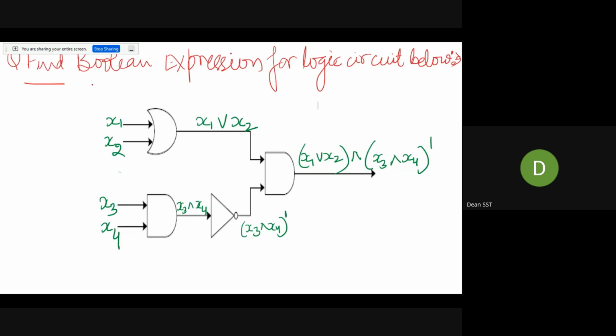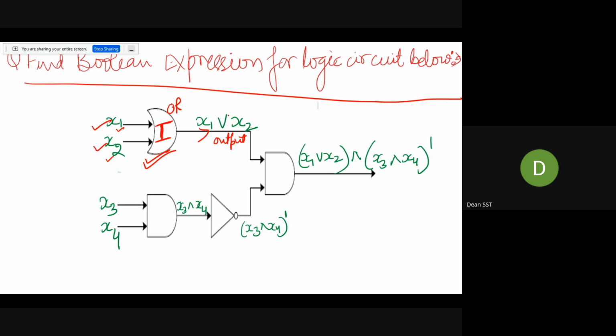Find the Boolean expression for the logic circuit. So this is the logic circuit. See here, in diagram 1, X1 and X2 are inputs. Which type of gate is this? OR gate. That is why we have written the output as X1 OR X2, because the inputs were X1 and X2.